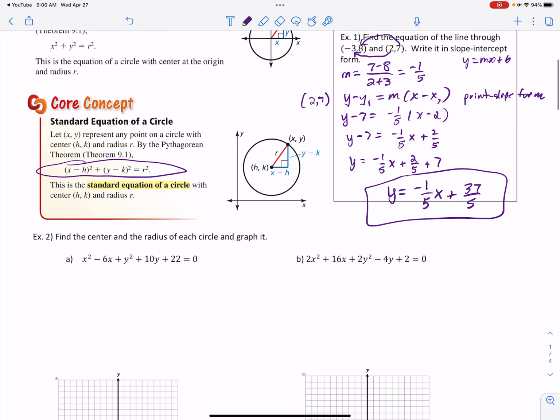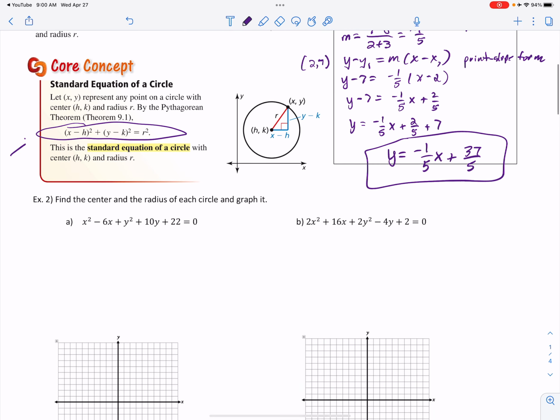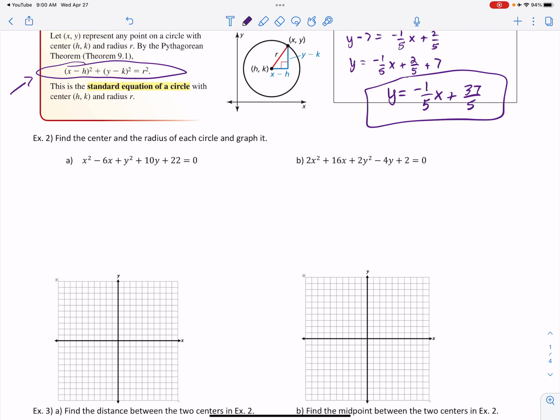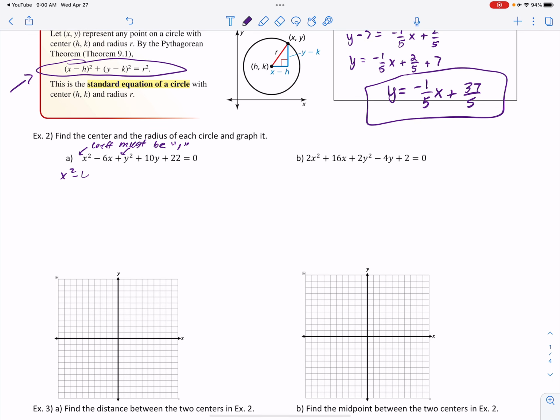All right, let's get to the circles and getting them into this standard form. And we're going to use completing the square. And to complete the square on this, it needs to have the coefficients of both the x squared and y squared. The coefficients must be 1, which they are in this first equation. So we are going to write down x squared minus 6x, leave space to complete the square. y squared plus 10y, leave space to complete the square, and move the 22 to the other side.